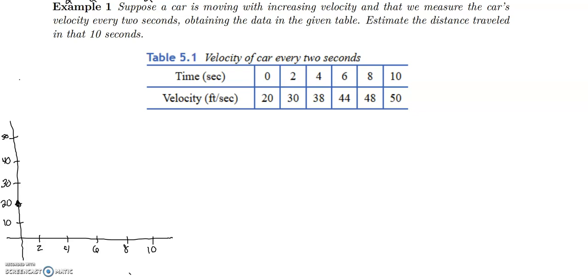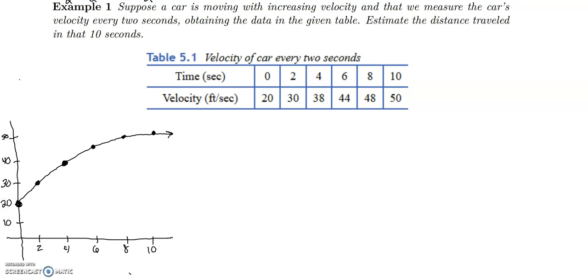So we have 0, 20, 2, 30, 4, 38, 6, 44, 8, 48, and then 10, 50. So it kind of starts sloping off after a while, if you will. Let's go ahead and just plot that point up on the line that I just drew. So essentially, this is what the graph would kind of look like. Maybe it's not perfect, but it gets us the general idea.